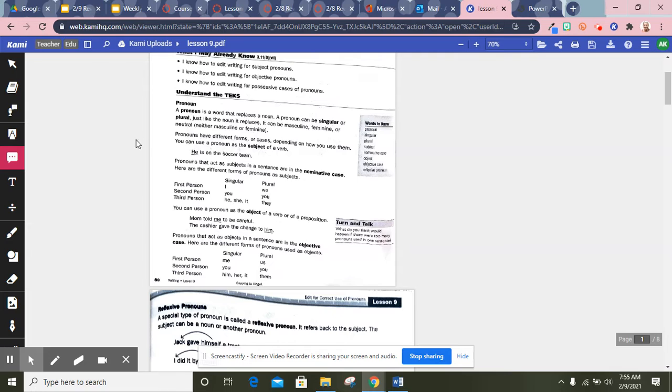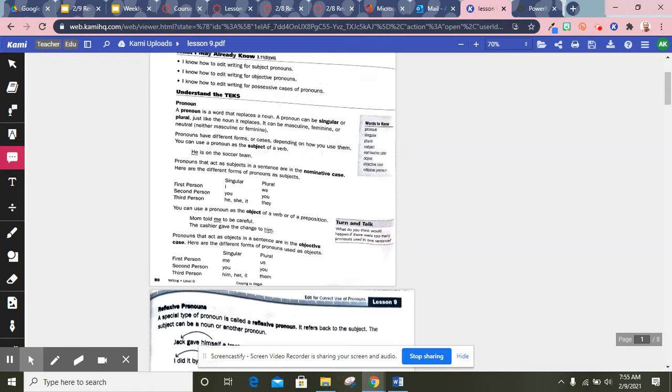What's a pronoun? A pronoun is a word that replaces a noun. A pronoun can be singular or plural, just like the noun it replaces. It can be masculine, feminine, or neutral. Pronouns have different forms or cases, depending on how you use them.